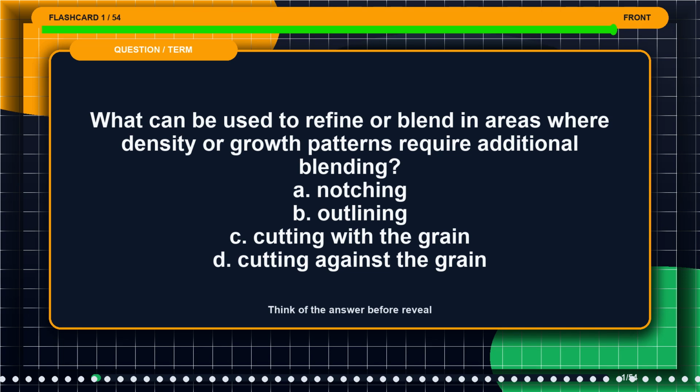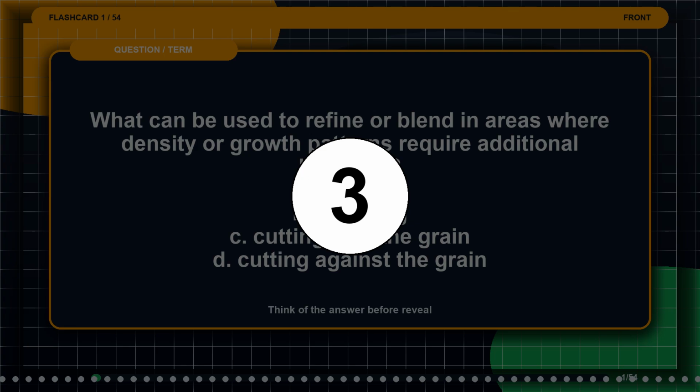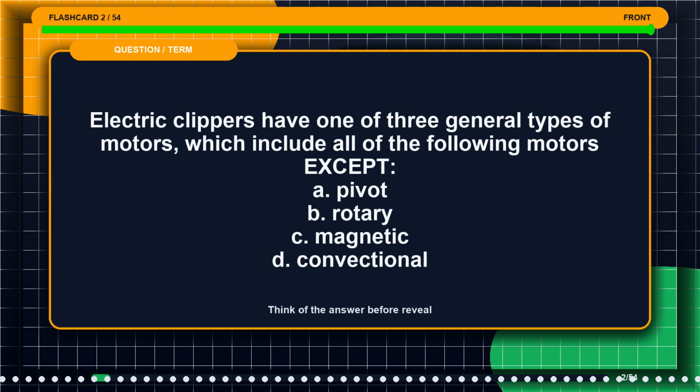Flashcard 1. What can be used to refine or blend in areas where density or growth patterns require additional blending? A. Notching, B. Outlining, C. Cutting with the grain, D. Cutting against the grain. Pause and think of the answer before the reveal. The answer is notching.